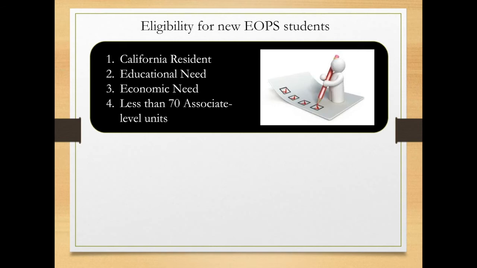accomplish your educational goals. If you do start our program having already completed some units, be it at Columbia or somewhere else, we do have to count those units. So some of you might be coming in with 5, 10, 15, or even 20 or more units. So it'll be a little bit shorter period of time that we'll be able to keep you in EOPS. So we already know that criteria.